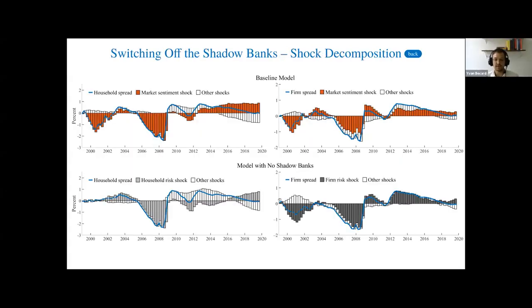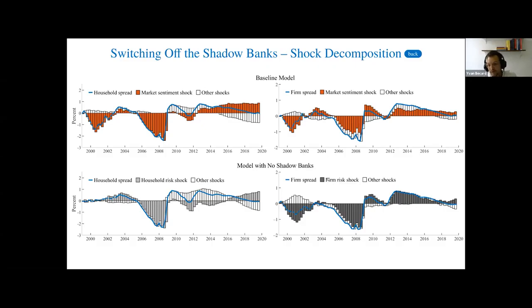So just to show, this is the model without the shadow bank. We take the same DSGE model and remove the shadow banks. By the way, going back to the earlier question, if we remove the shadow banks, the market sentiment shock no longer has any effect because it cannot propagate. In that case, when we re-estimate the model, we find that it's actually the risk shock of Christiano, Motto and Rostagno that becomes the main driver of the business cycle.